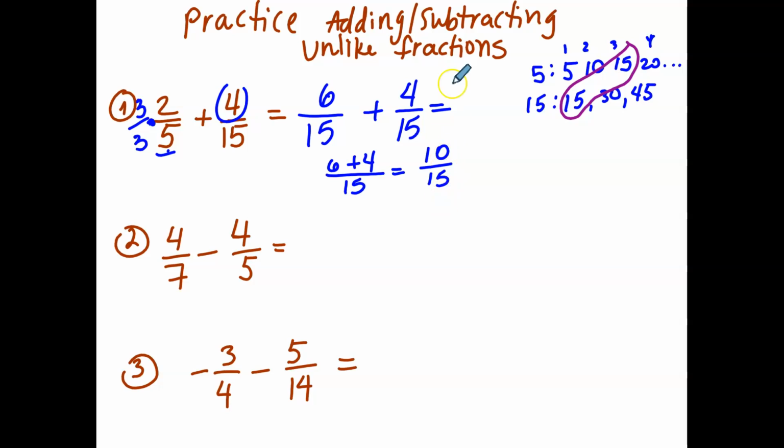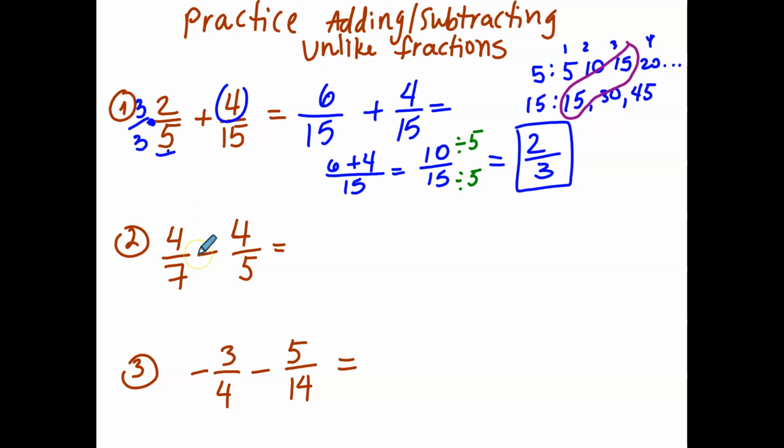Did you notice anything? Yes, 10 and 15 have a common factor, 5. We can divide both of them by 5. 10 divided by 5 is 2, 15 divided by 5 is 3. The answer is 2/3. Let's solve the second problem.